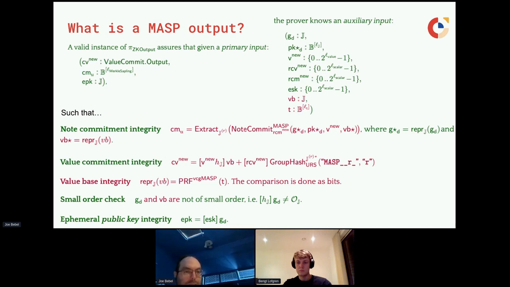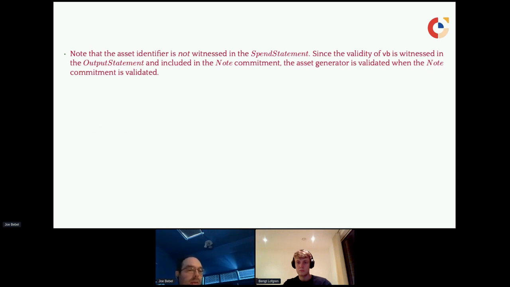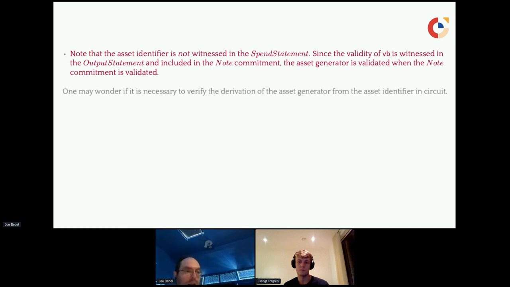And so we should note now, having observed that this was necessary in the output circuit, that this is not necessary in the spend circuit, because you can only create notes with correct asset generators. The output circuit enforces this, that only valid asset generators can be used to create notes, and so we can assume that when the notes are spent, their asset generators were already checked to be acceptable. So one may wonder if it's necessary.